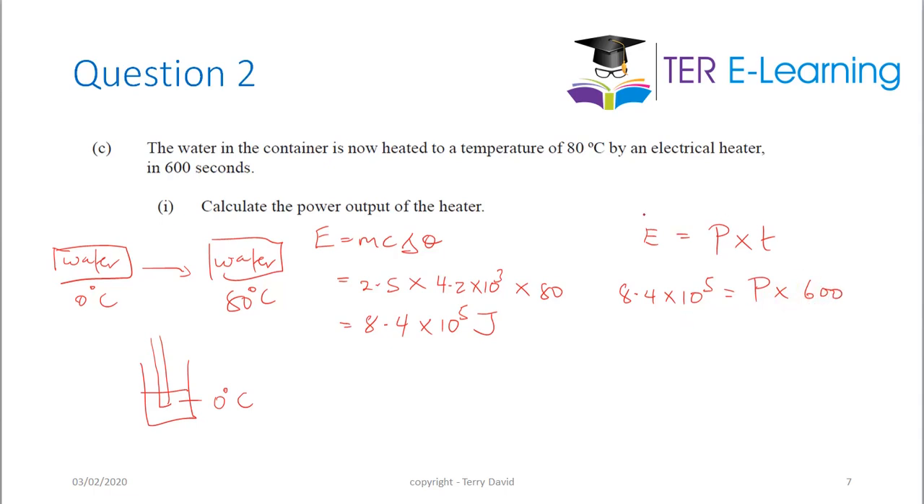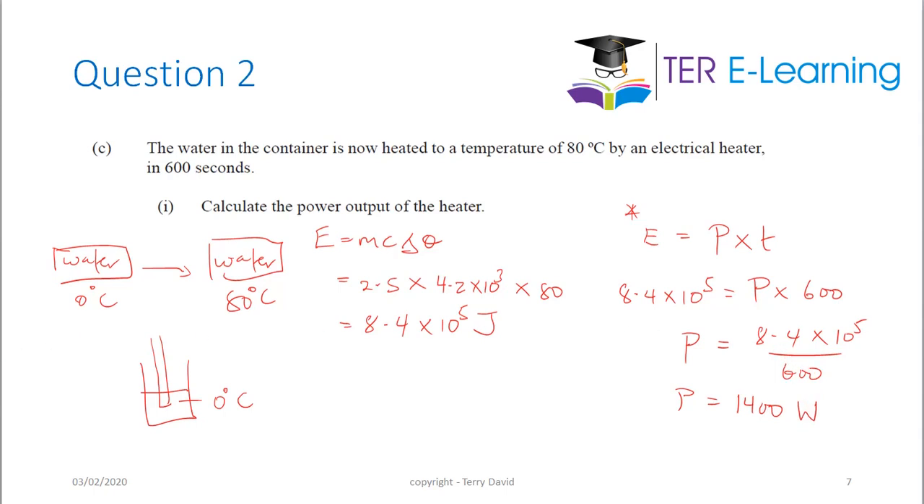Now, please remember when you're using this formula, time has to be in seconds. Sometimes you see exam questions where they give you 10 minutes. You need to convert it into seconds. So my power is 8.4 by 10 to the 5 over 600. So therefore power will give me 1400 watts. Just remember the unit for power is watts.